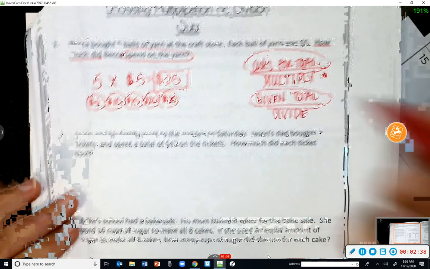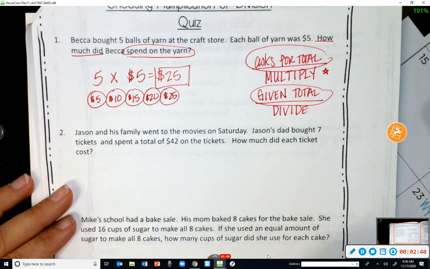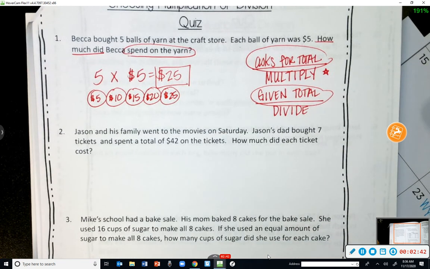Okay. Number 2. Jason and his family went to the movies on Saturday. Jason's dad bought 7 tickets and spent a total of $42 on the tickets. How much did each ticket cost?